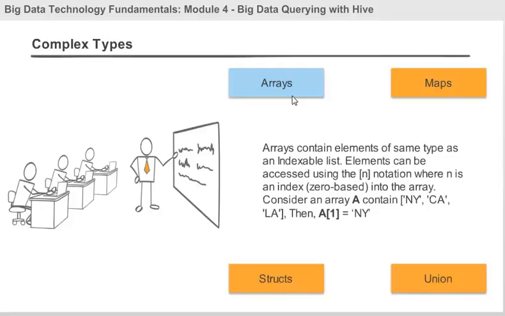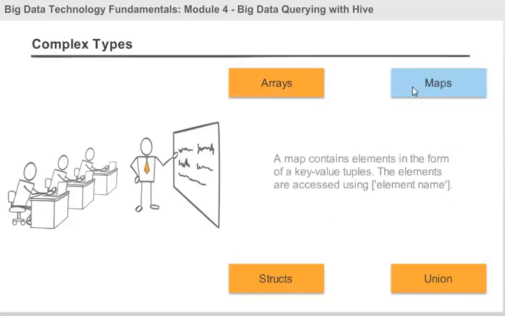Union types can hold only one of their specified data types at any given point in time. Many data types may be declared, but only one type can be used. You can create a union type using the Create Union UDF.